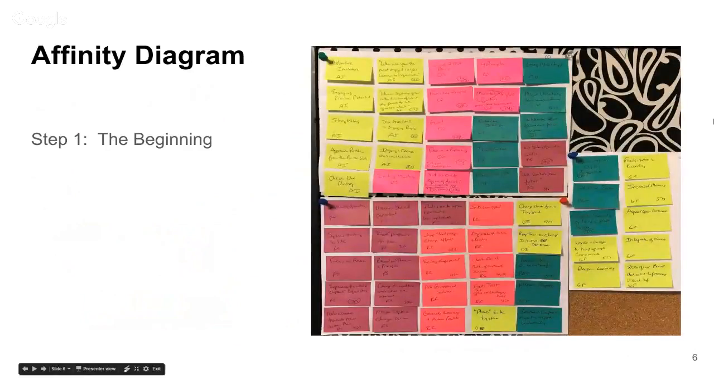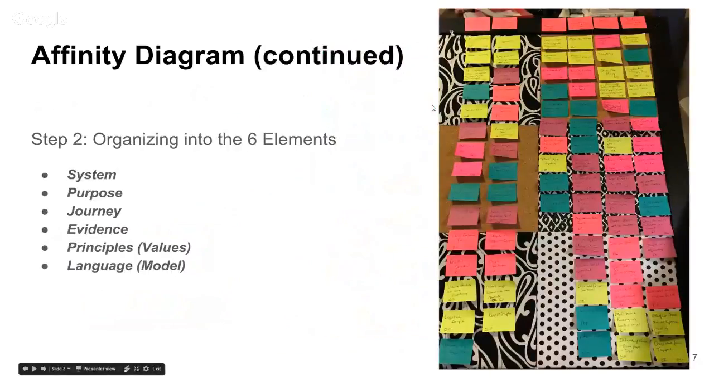The affinity diagram. This is step 1, or the beginning of my affinity diagram. This process consisted of making a sticky note for each unique idea or theme for each of the 8 target methods. Step 2 of the affinity diagram consisted of organizing the data into the 6 element categories. The elements, as you can see on the slide, are system, purpose, journey, evidence, principles or values, language or model.